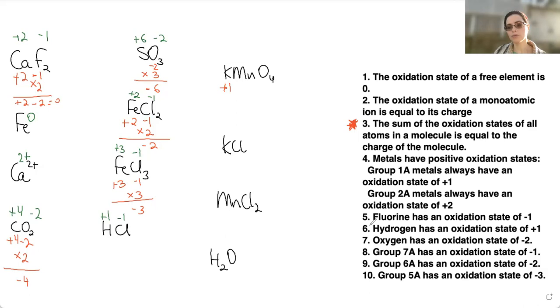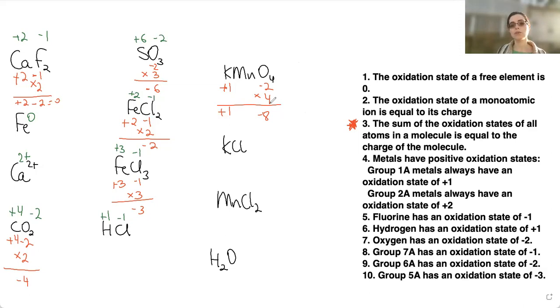Fluorine, we don't have fluorine. Hydrogen, we don't have hydrogen. We have oxygen. So we assigned -2 to oxygen, but we have to multiply it by 4. So we get a total of -8 from oxygen, and we have +1 coming from potassium. So now we invoke rule number 3, which states that the sum of all the oxidation states has to equal the charge of the molecule. Our molecule is neutral. So +1 minus 8, that's already -7.